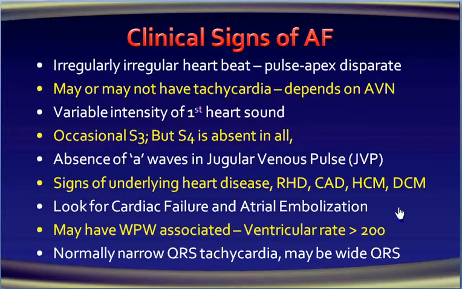Patient may have an associated WPW syndrome and ventricular rate in that case will be definitely more than 200 and may prove fatal. Normally the QRS is narrow and narrow QRS tachycardia is seen. Sometimes it may be wide QRS tachycardia, sometimes there may be bradycardia because of block at the AV node. So, these are some of the clinical signs of atrial fibrillation.